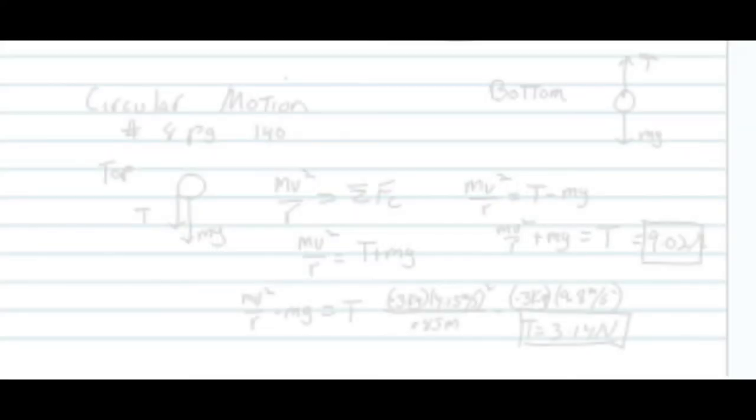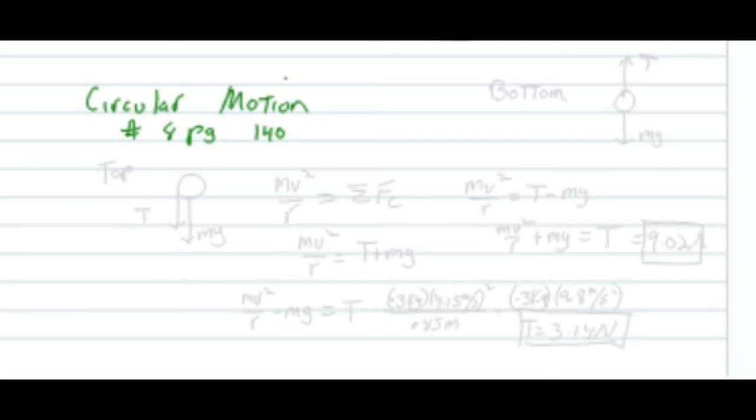Circular motion problem. We're going to look at number 8 on page 140. So, circular motion. Number 8, page 140. It says, a ball on the end of a string is cleverly revolved at a uniform rate in a vertical circle of radius 85 centimeters as shown in figure 5-33.